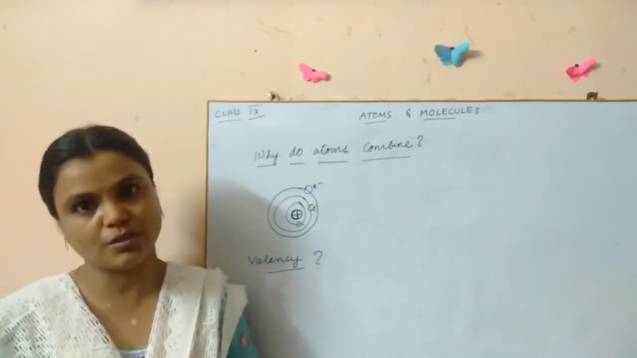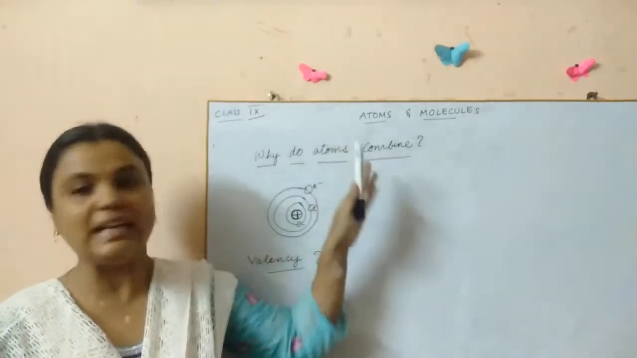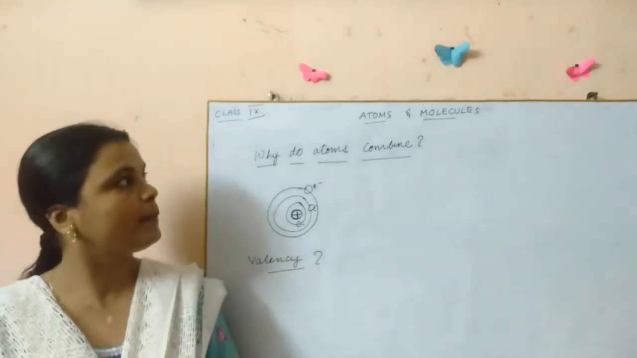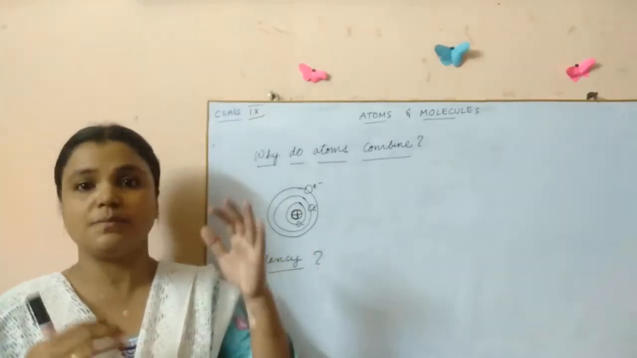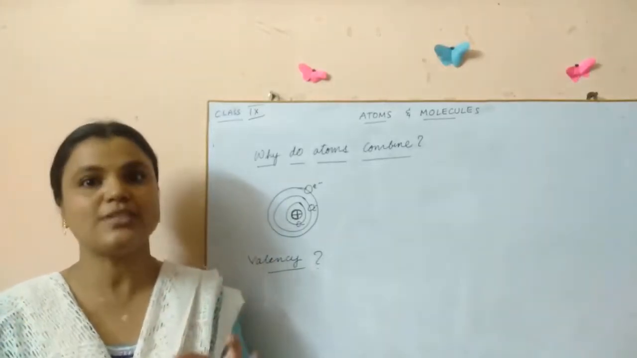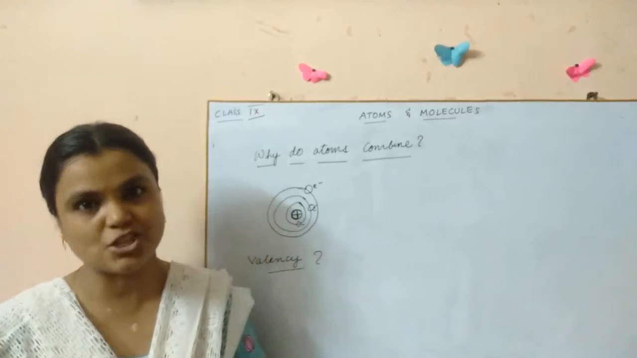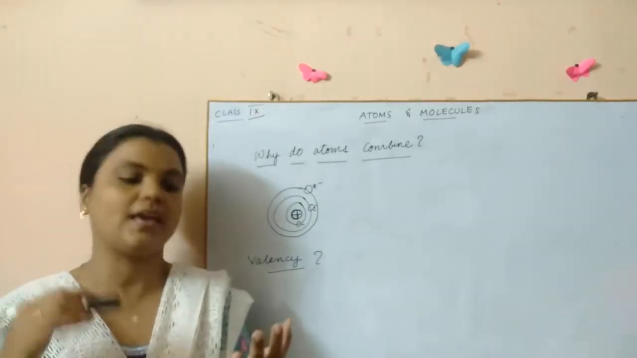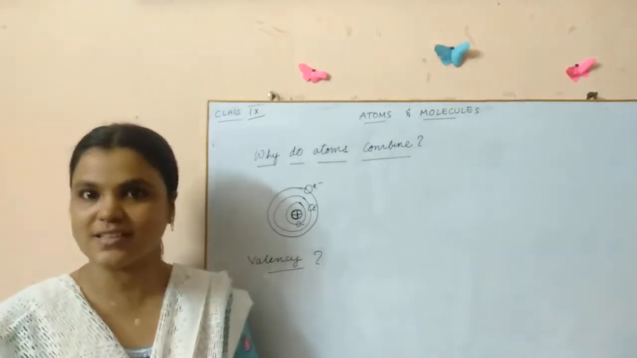Hope you are following all the videos properly, and as you know, we have been learning chapter 3, that is atoms and molecules. In my last video, I taught you the basic terminology that you need to learn and understand before going into the depths of this chapter. We have already learned the definitions of terms like atom, element, compound, molecule, valency, ions, etc.